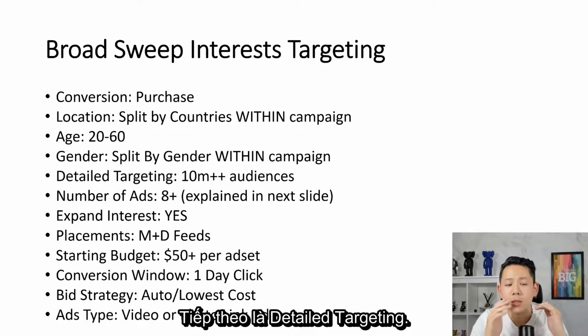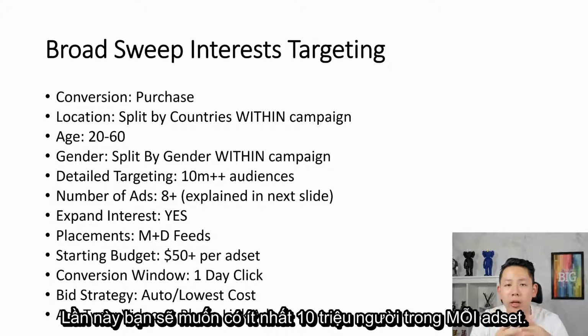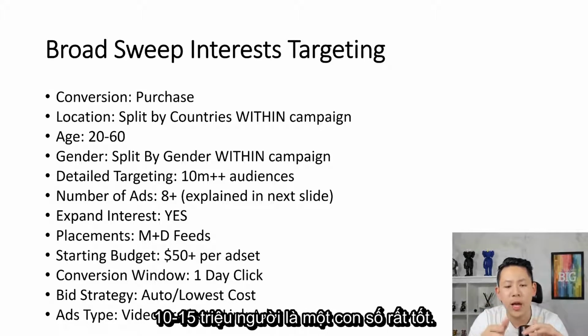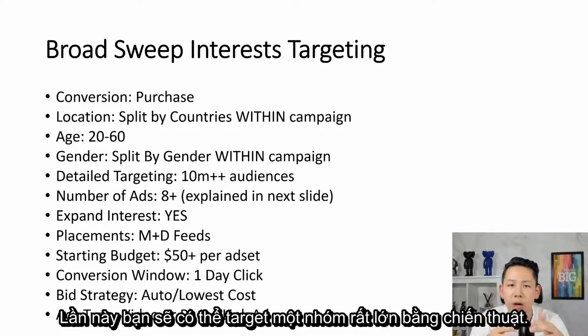Next up, the detailed targeting. This time you want to have at least 10 plus million in one ad set. 10 plus million. The more the merrier, but try to avoid generic ones, like one word, the biggest interest, and try to add in as much as possible. 10 to around 50 million is a very good range. This time you'll be able to target a huge audience using this strategy.